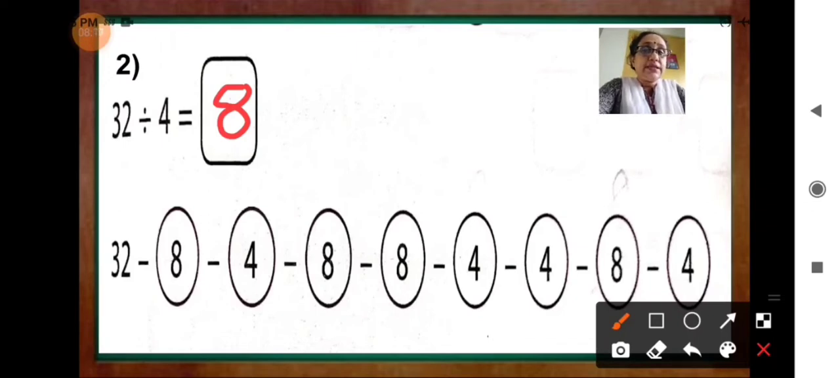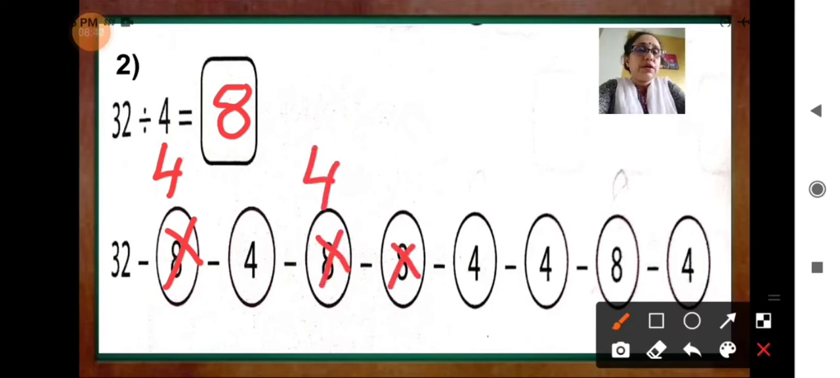32 minus 8 minus 4 minus 8 minus 8 minus 4 minus 4 minus 8 minus 4. So we have to do the correction, no? So what we will do? What you will write here? Yes. 4 times 8 should be here. Okay, we have to do the repeated subtraction. So 8 times 4 you have to write. Okay, now write 4, cut and write 4, then again 4, 4, cross it and 4.